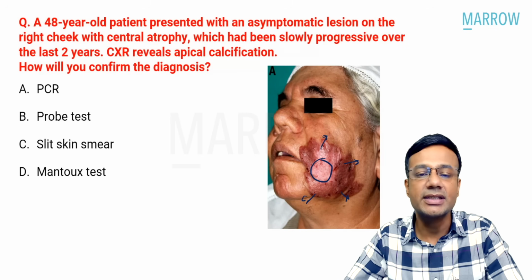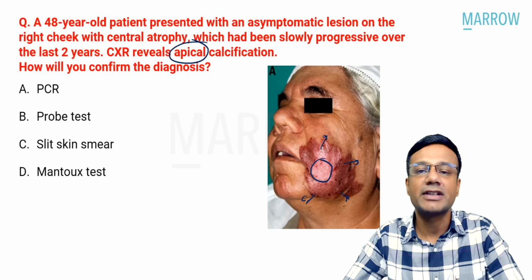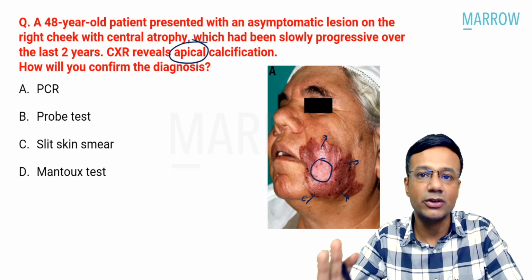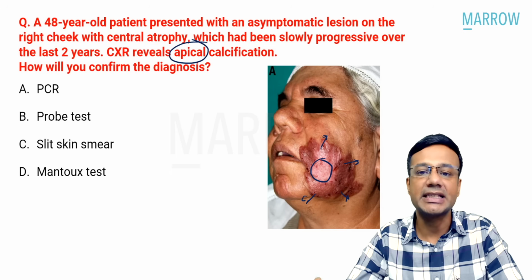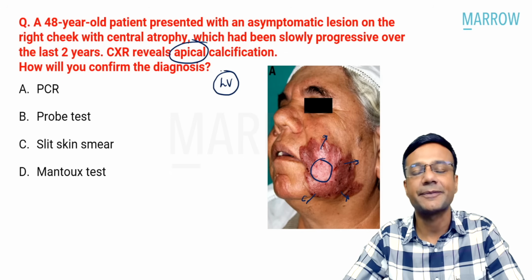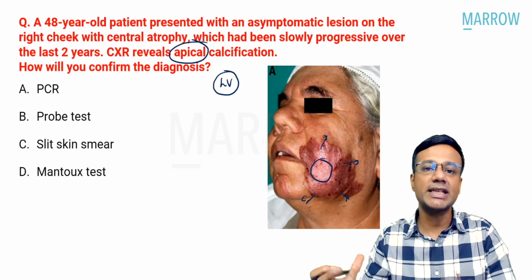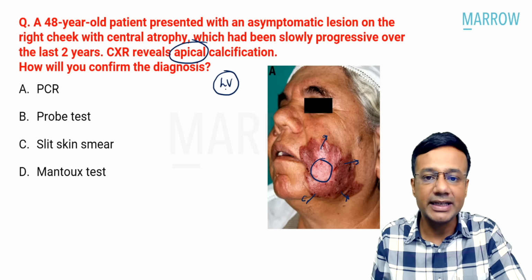Since the last 2 years, chest X-ray shows apical calcification. So we have a slow-growing plaque-like lesion on the face with apical calcification. This is going in favor of lupus vulgaris, because lupus vulgaris shows central atrophy plus scarring, and the periphery shows extension. Now, lupus vulgaris is a form of cutaneous tuberculosis.